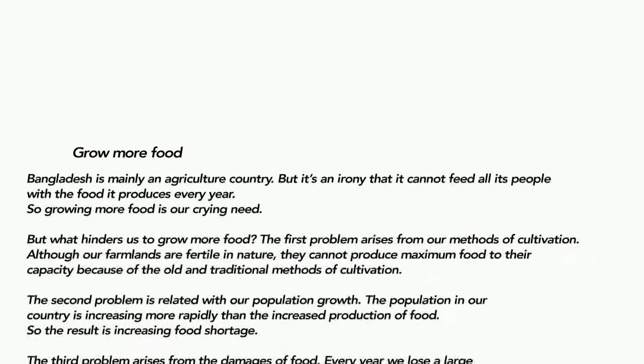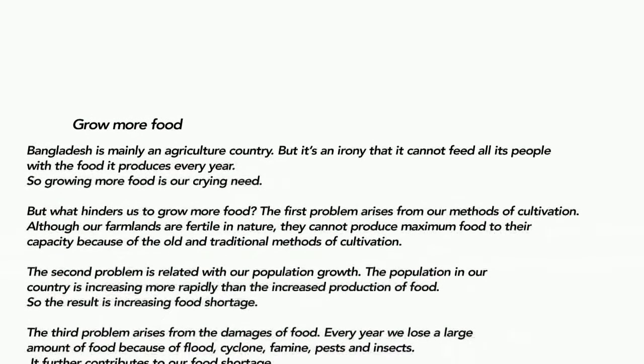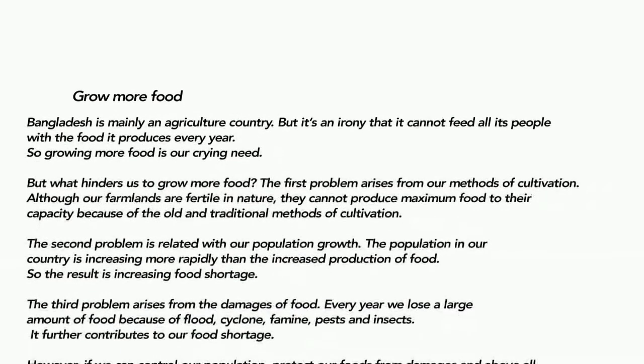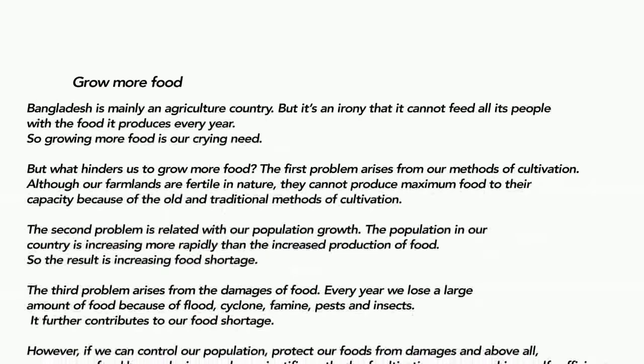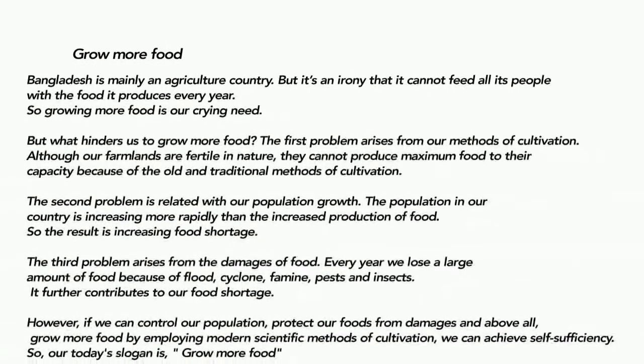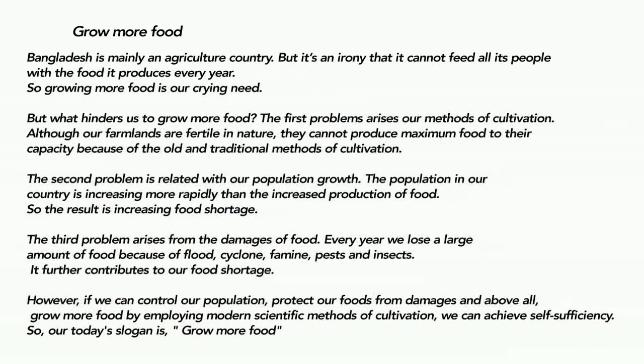Although our farmlands are fertile in nature, they cannot produce maximum food to their capacity because of the old and traditional methods of cultivation. The second problem is related with our population growth. The population in our country is increasing more rapidly than the increased production of food. So, the result is increasing food shortage.